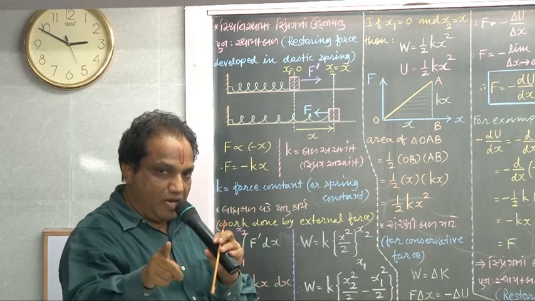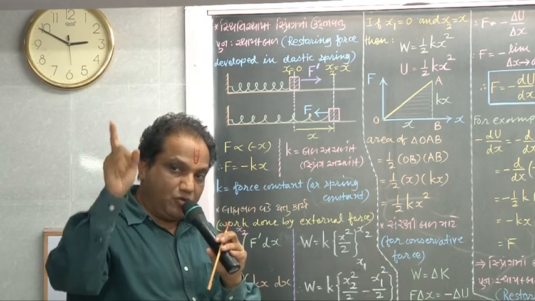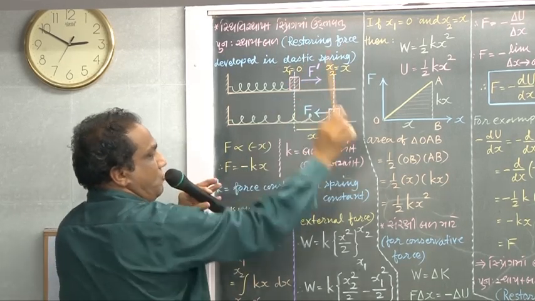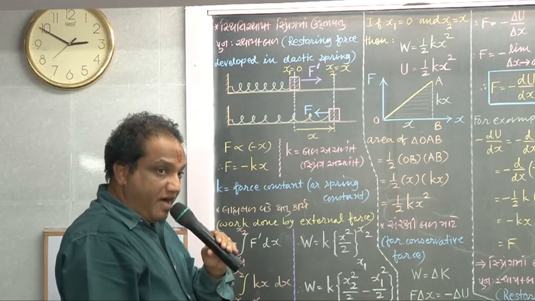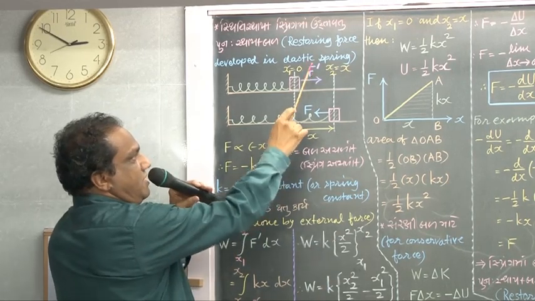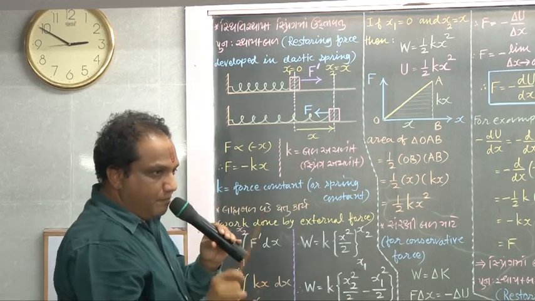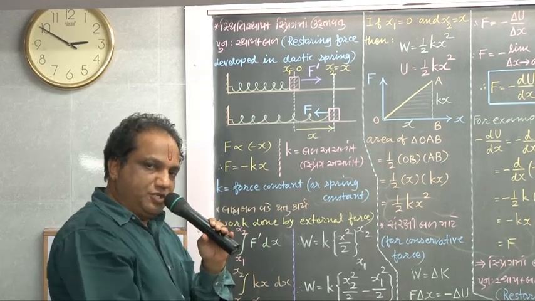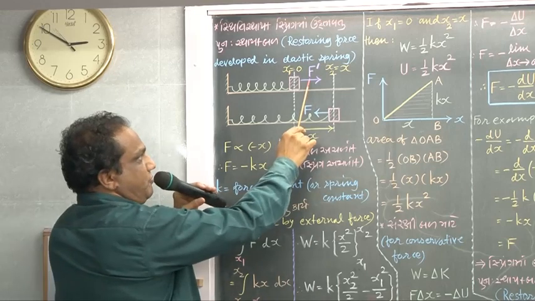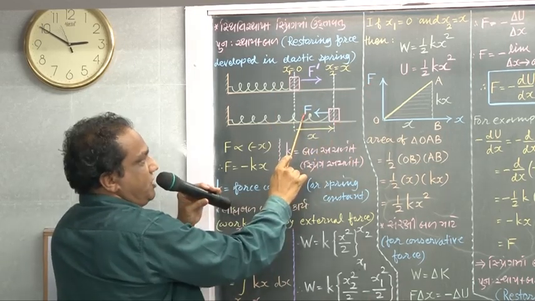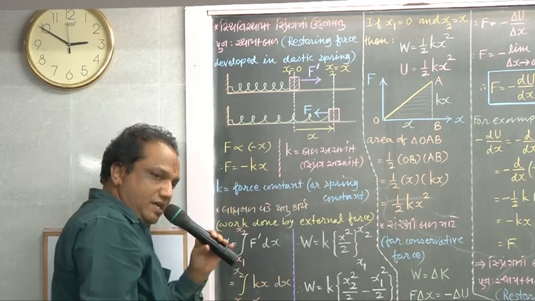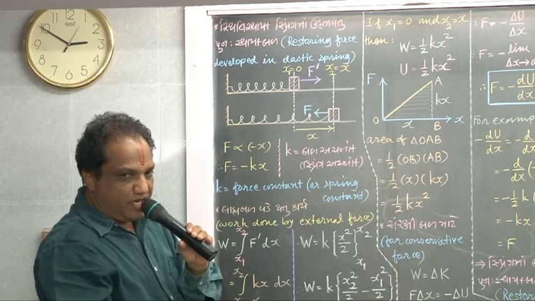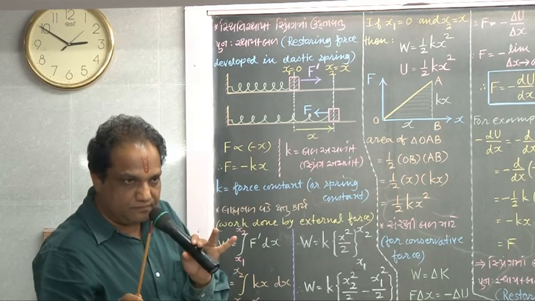A force with the help of which a body can restore its original condition is known as restoring force. We find that magnitudes of external and restoring force are equal, and directions are opposite. What is the direction of external force at present? Towards the right hand side. What is the direction of restoring force? Towards the left hand side. Correct? External force and restoring force are equal in magnitude, opposite in direction. Okay?